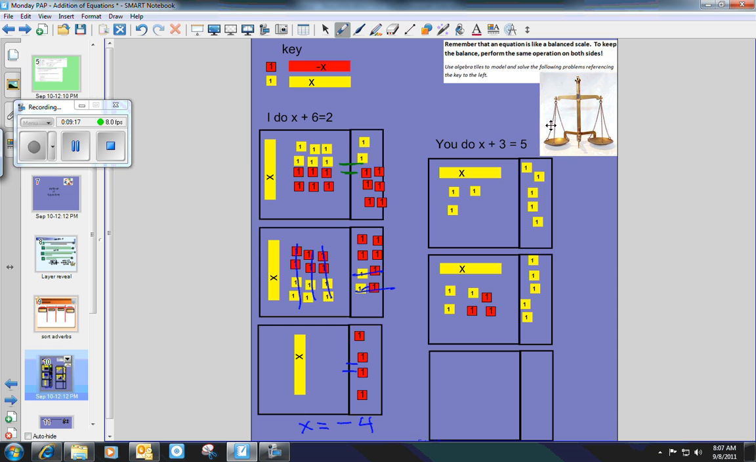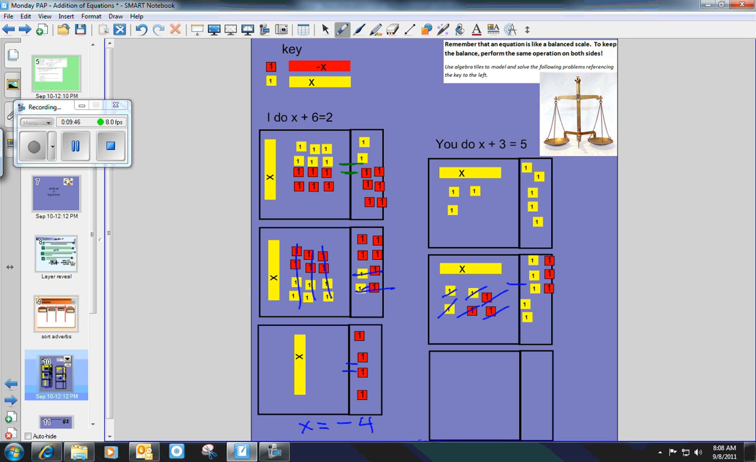Whatever I do to the left, in order to keep my scale balanced, if I'm taking 3 pieces away from the left, if I don't want my scale to tip, I better take 3 pieces from the right also. So I'm going to put 3 negatives on this side also. And then I can go ahead and cancel out my zero pairs. So 3 and 3, all of these cancel out.